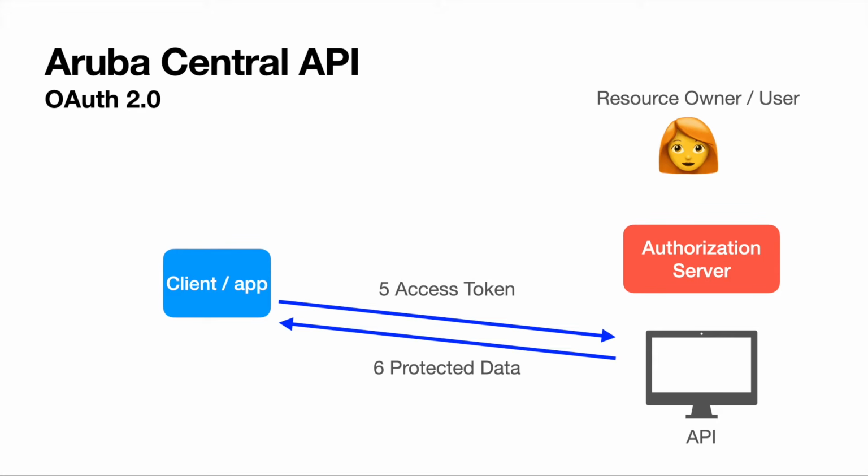So the key point being, it's not the resource owner that's logging in directly to the API, it's the application on its behalf. And the resource owner has to grant that application authorization to do so. That in principle is the high-level exchange.